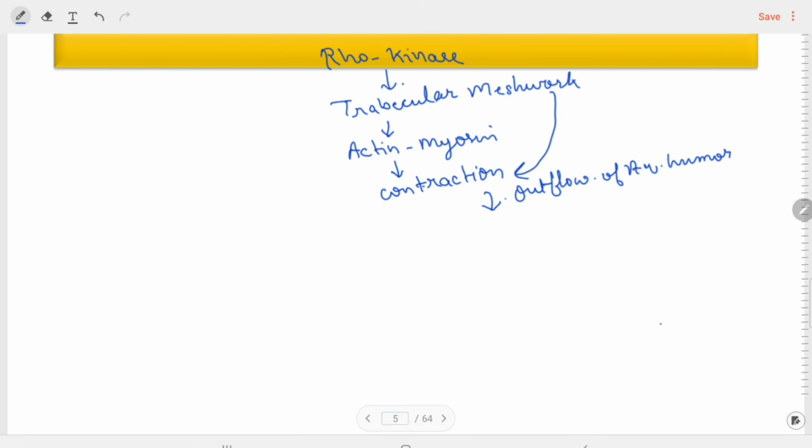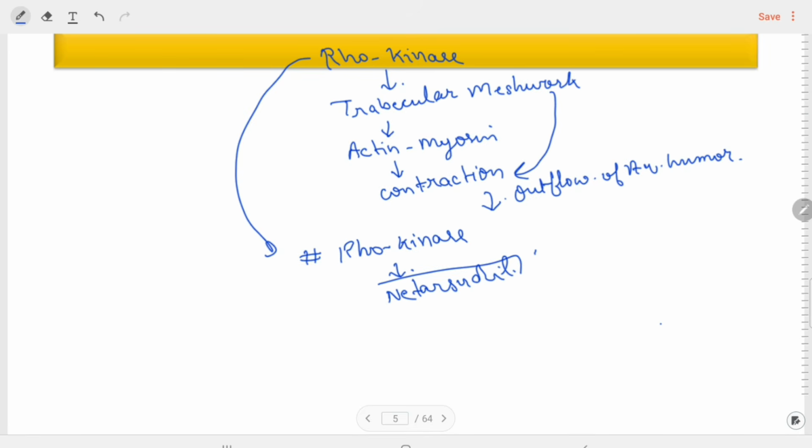So if we relax this area by inhibiting this enzyme, we have to inhibit the rho kinase enzyme, and if we relax this area by inhibiting the rho kinase with the drug netarsudil, it will lead to increased outflow. This drug will lead to increased outflow, and that will be beneficial in a patient with glaucoma.